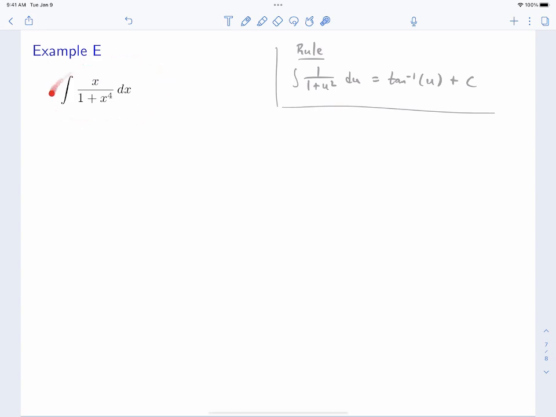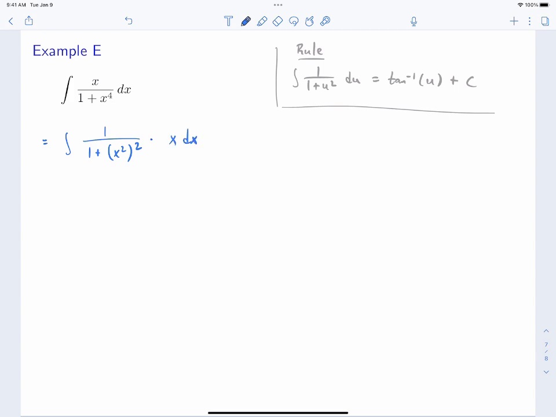Now, the integral that we have isn't exactly like that, but notice in the denominator we have 1 plus x to the 4th. Well, of course, x to the 4th is not the same as x squared, but it is a square. X to the 4th is x squared quantity squared. So what I'm going to do is rewrite this as the integral of 1 over 1 plus x squared quantity squared times, well, notice I didn't write the x in the numerator. I'm going to write it off to the side, x dx.